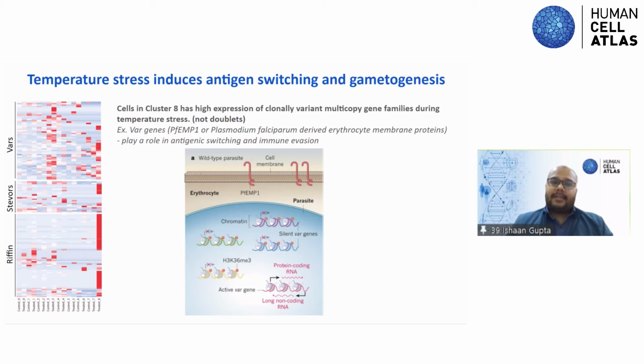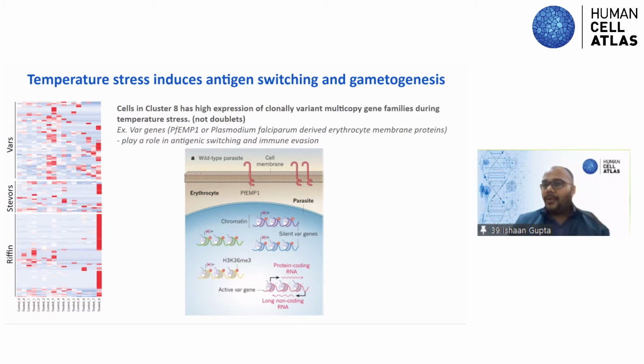So cluster 8 has extremely high expression of clonally variant multi-copy gene families, such as VARs, STEVORs, and RIFINs. So just to give you an idea about what these things are doing, whenever you have an infection in the red blood cell, the proteins of the parasite are processed, and some of these proteins, such as the VAR genes, get processed to be exported to the cell membrane and act as epitopes. And what is currently the understanding is that these epitopes are essentially telling the immune system, activating it and interacting with it. So if there are too many of them, there could be some antigen switching happening and there could be activation. So this is something that marks these cluster 8 cells.